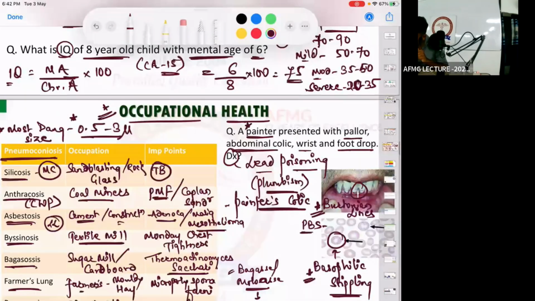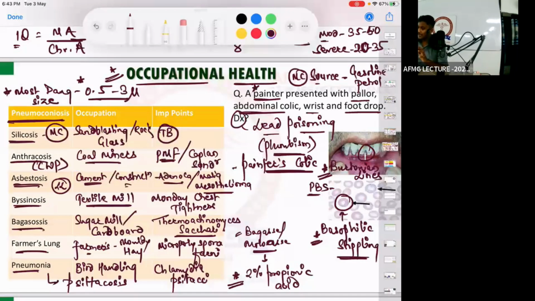What is the most common source of lead poisoning? The most common mode is inhalational. The most common source is gasoline or petrol. So please remember, it is not the paint, it is gasoline or petrol, and the most common mode is usually inhalation. And it will also lead to wrist and foot drop in the patient. Abdominal colic will be there, of course.